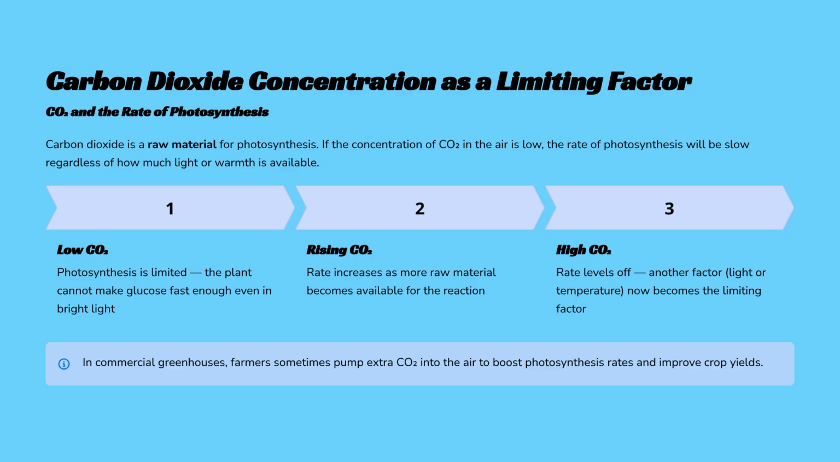Carbon dioxide is a raw material for photosynthesis. Low carbon dioxide concentration limits the rate. As carbon dioxide rises, the rate increases until it plateaus, meaning another factor is now limiting. In commercial greenhouses, extra carbon dioxide is often added to maximize growth.